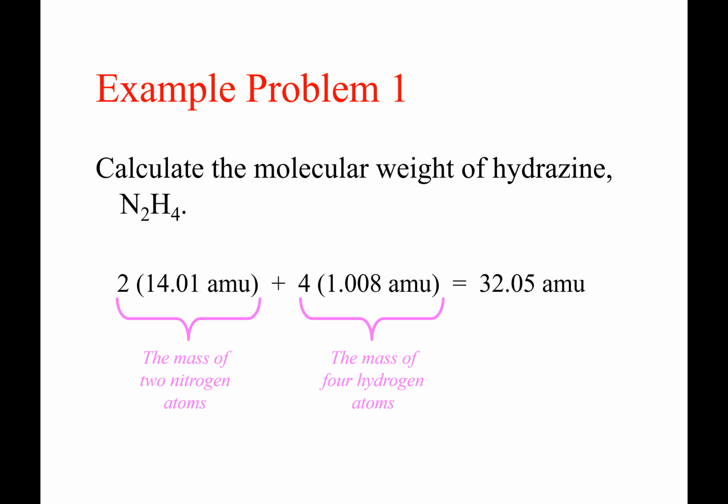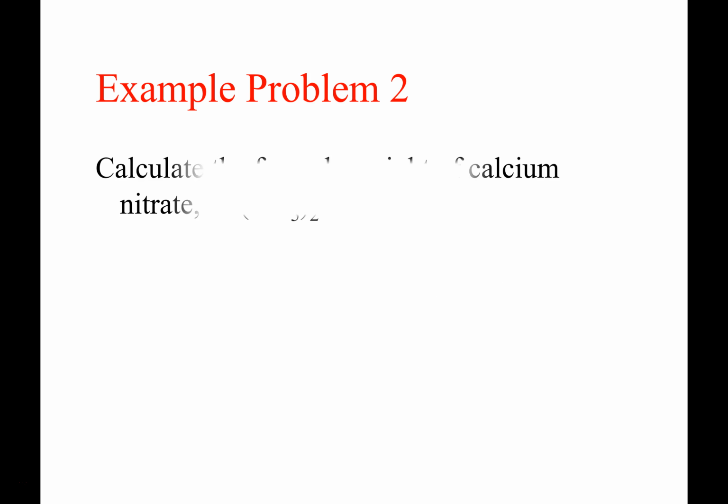Rounded to 2 decimals is 32.05 AMUs. So that's probably kind of how I write it. I write it without this pink stuff down here. All right. So that's a molecular compound. Let's do an ionic compound.